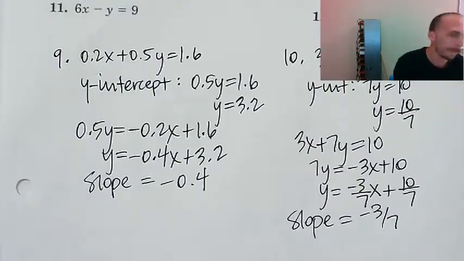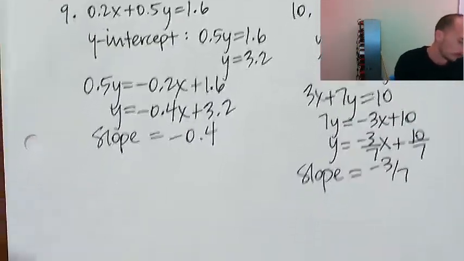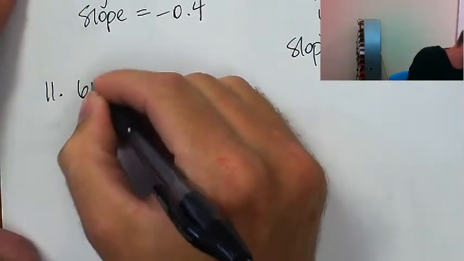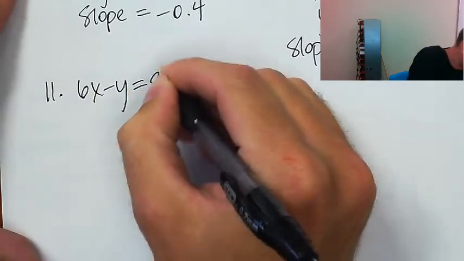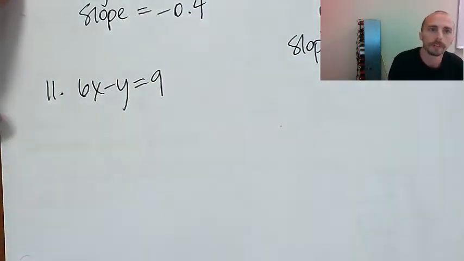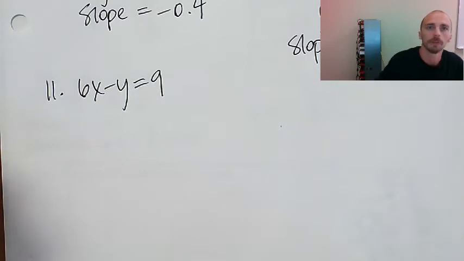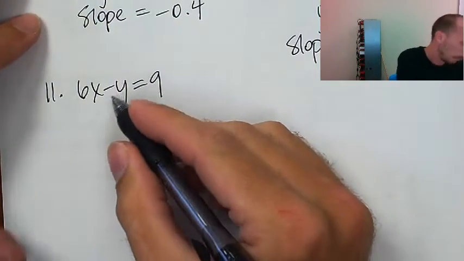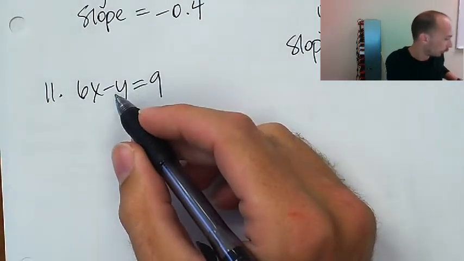Now number 11, I'll just copy that problem down here. 6x minus y equals 9. This one looks like it is really set up for me to solve for y. I could just add y to both sides of the equation and subtract 9. It looks like it's just about to happen. It's already part of the way solved for me, because y doesn't have any number attached to it.